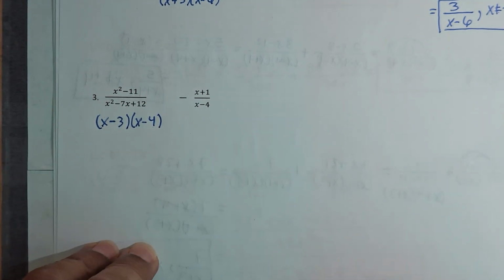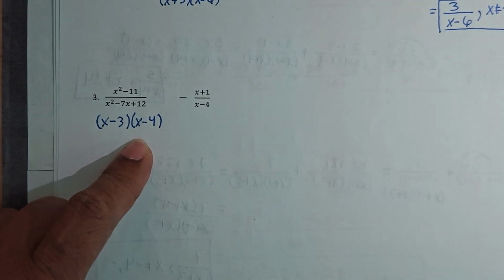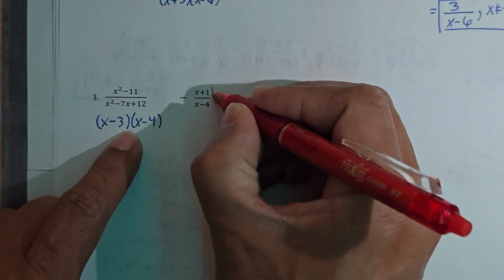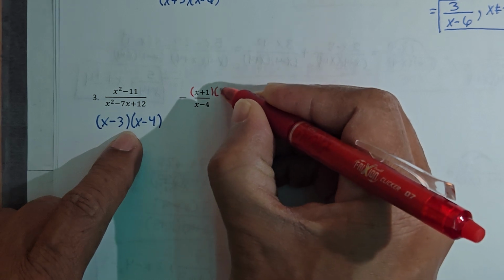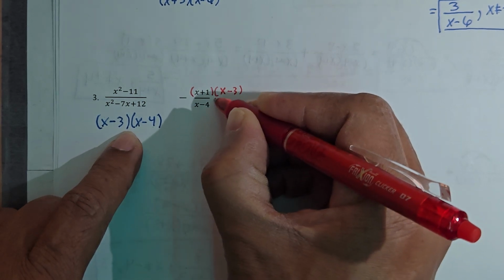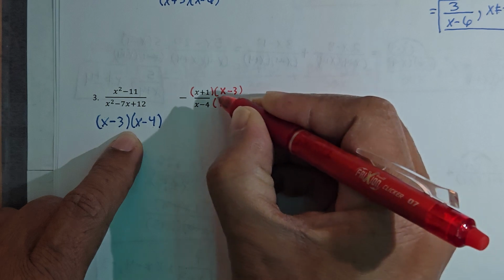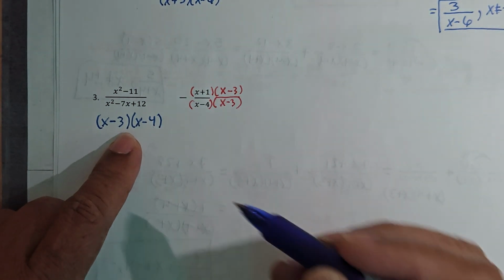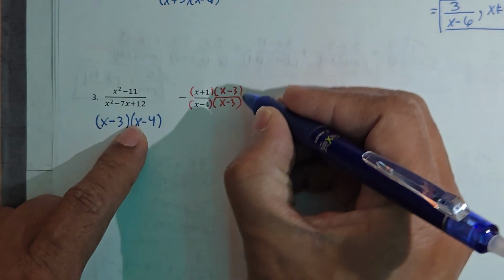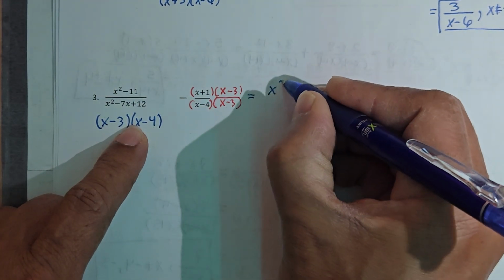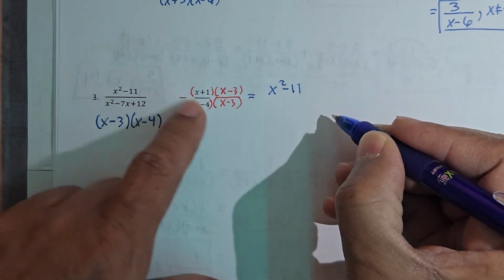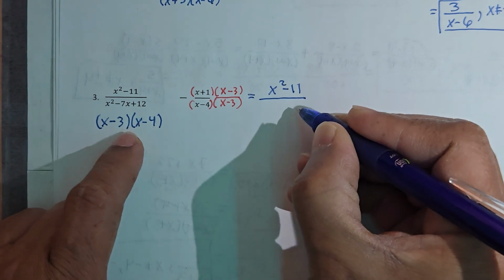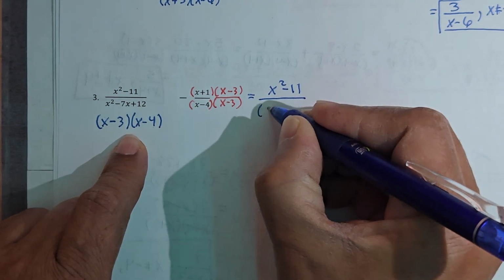So then what I'm going to do is I'm going to notice that this one has the x minus 4, but it doesn't have the x minus 3, so then multiply numerator and denominator by x minus 3. Okay, and then I'm going to leave this one as it is. So that's x squared minus 11. And then I'm going to leave it like this for now. Okay, and then I'll simplify once we're ready.